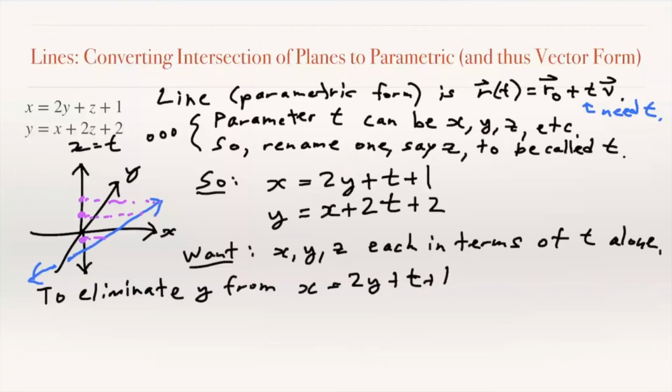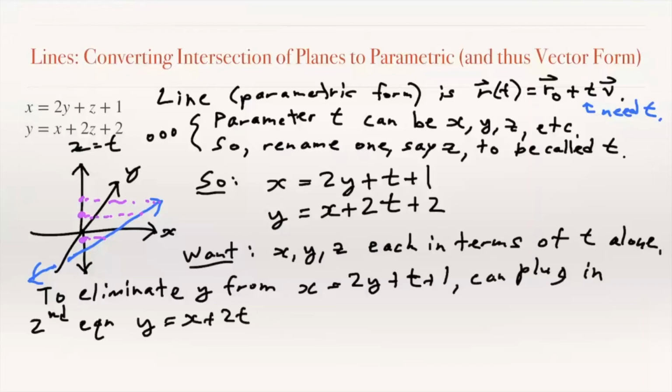And how can we eliminate y from this equation? Well, we have another equation for y that is in terms of just x and t alone. So we're going to do this. We can just plug in the second equation, y equals x plus 2t plus 2.